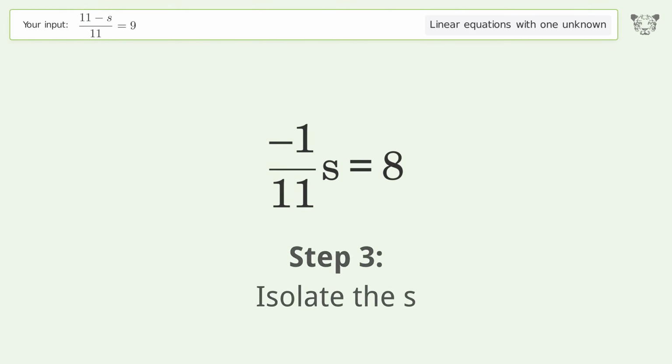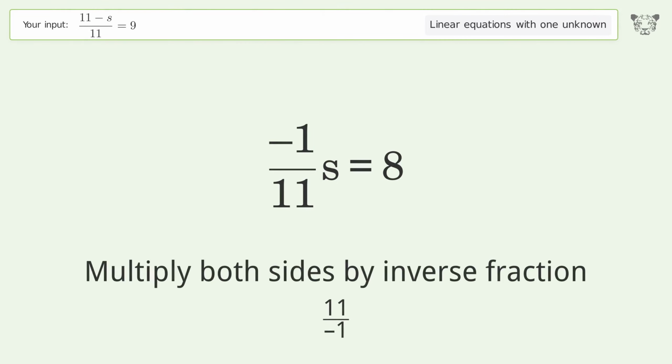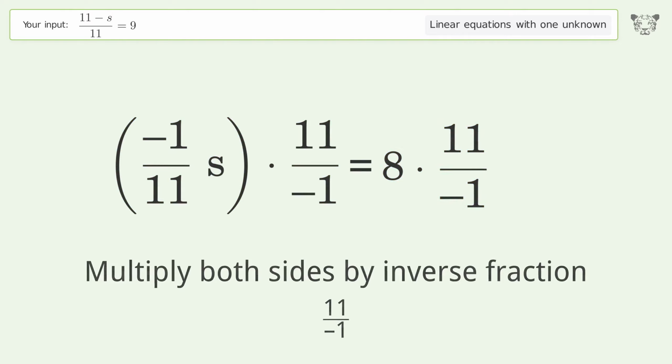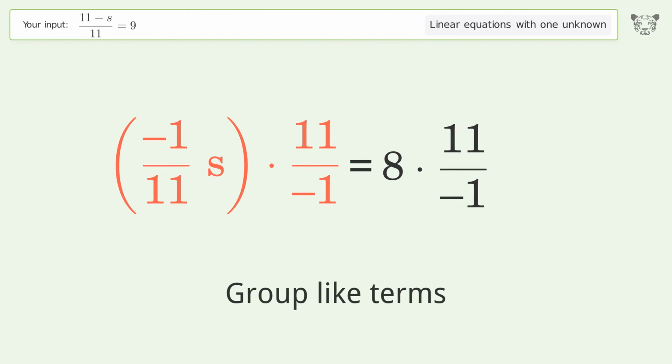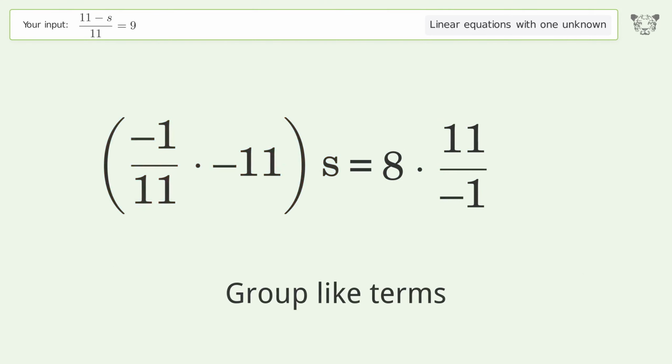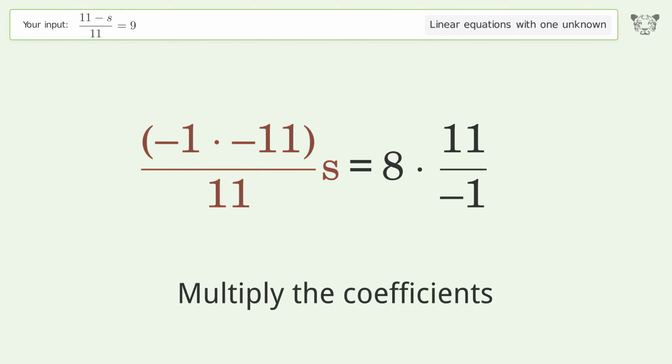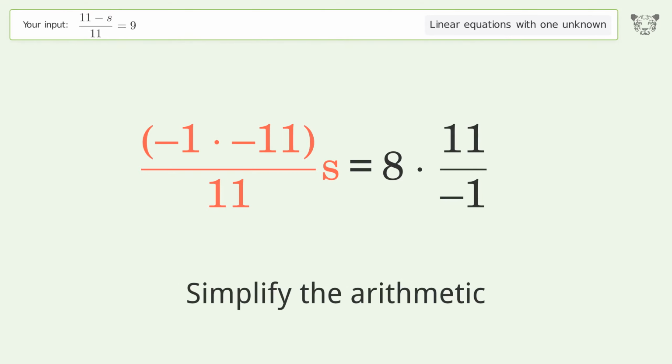Isolate the s. Multiply both sides by inverse fraction 11 over -1. Group like terms. Multiply the coefficients. Simplify the arithmetic.